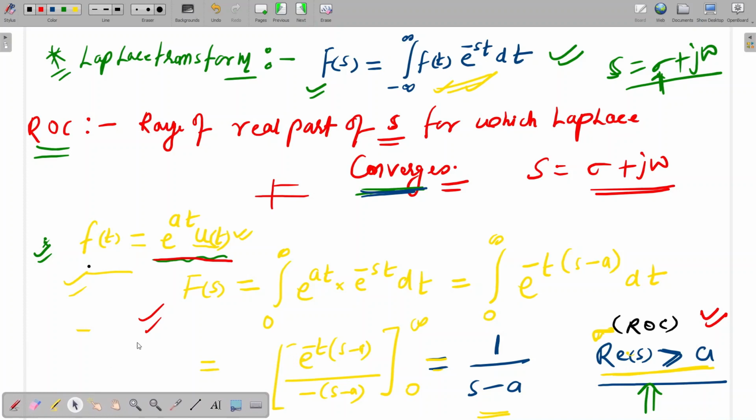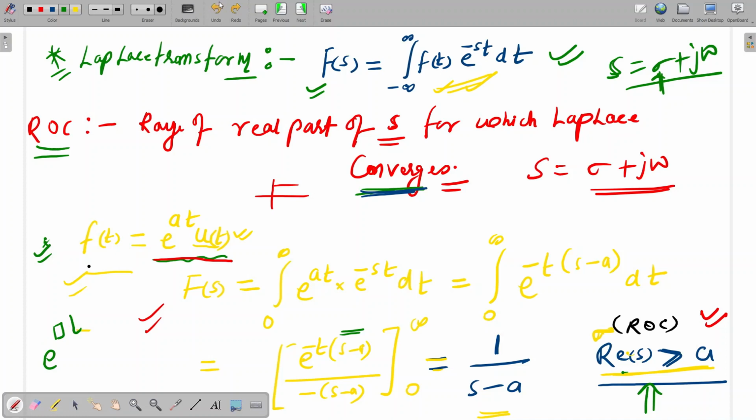Okay, and the Laplace transform will be this integral: e to the power minus t into (s minus a), divided by minus of (s minus a), from 0 to infinity. So to make it a finite value, the real part of s should be greater than a. If it is less than a, then the value inside will be negative, and negative into negative will be positive. So that will be e to the power some constant into t, plus constant into t. That will give an infinite value.